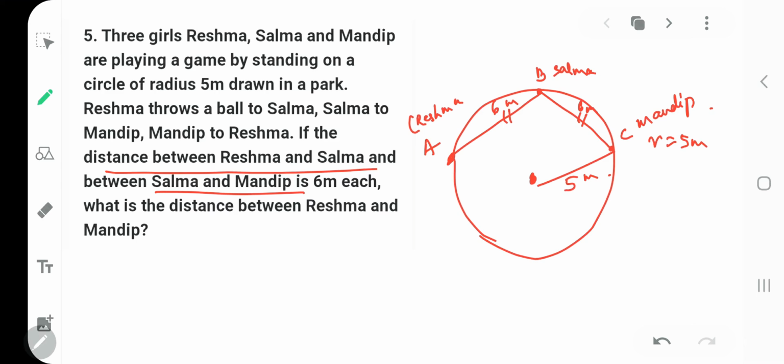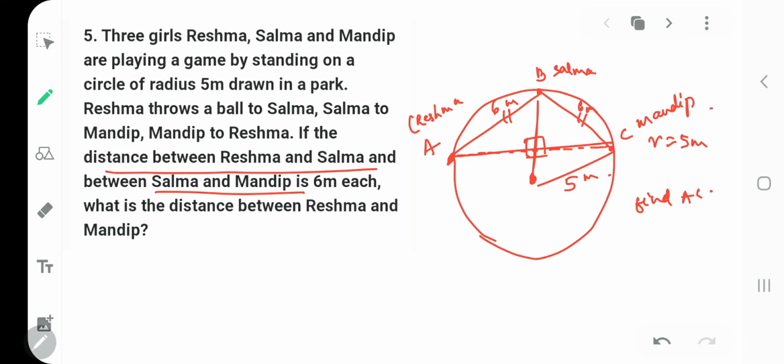Let's see what we can do. You have to find the distance between Reshma and Mandeep. That means you have to find AC. So you have to find AC. What will we do now? Let's join OB. So we will join OB and let this be perpendicular because it's a distance from the center. This is a chord, so it will be perpendicular also.